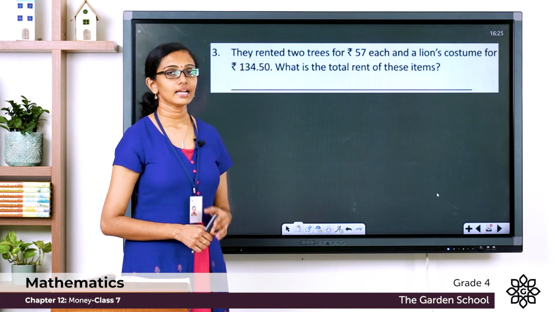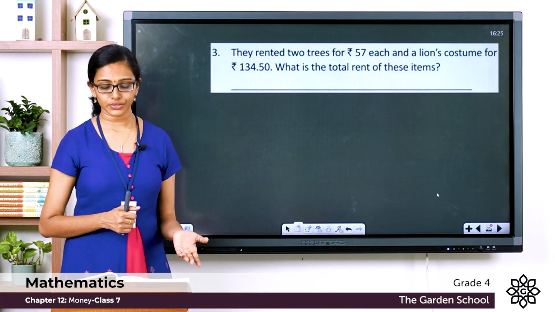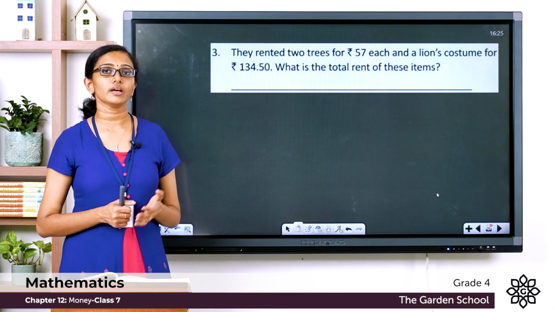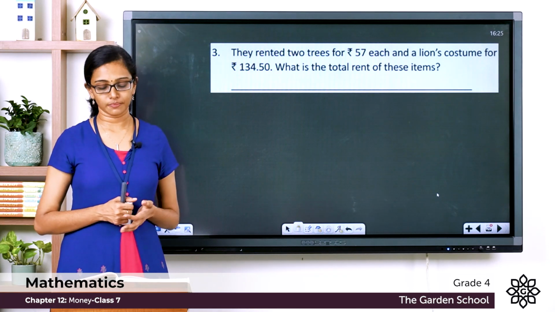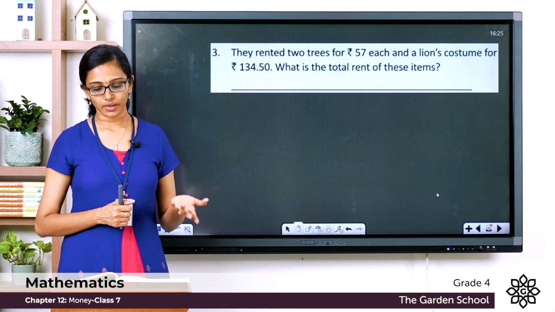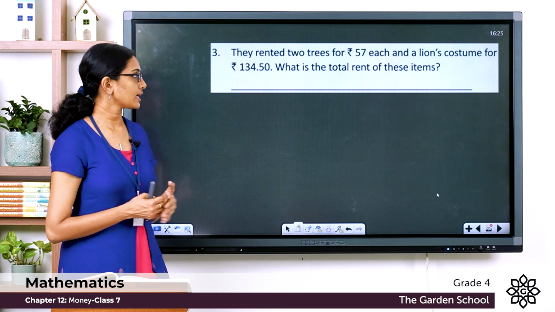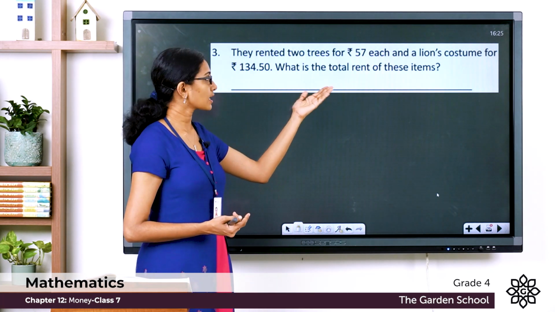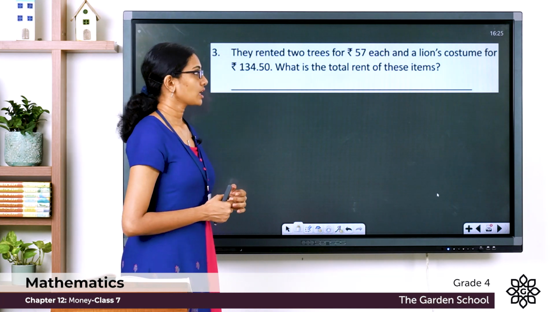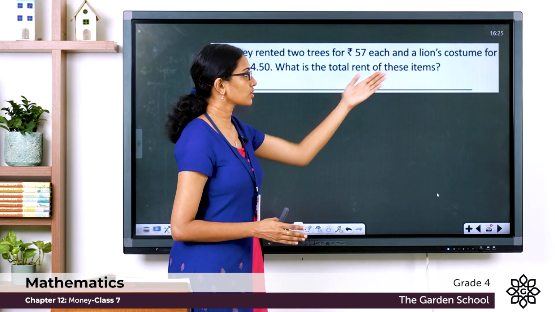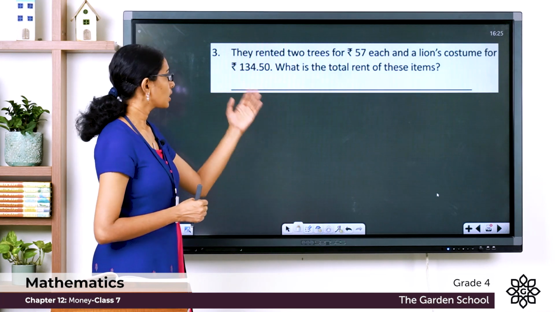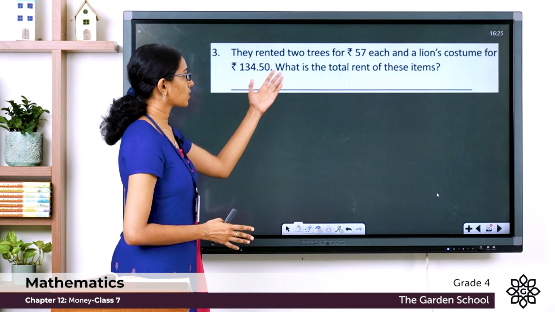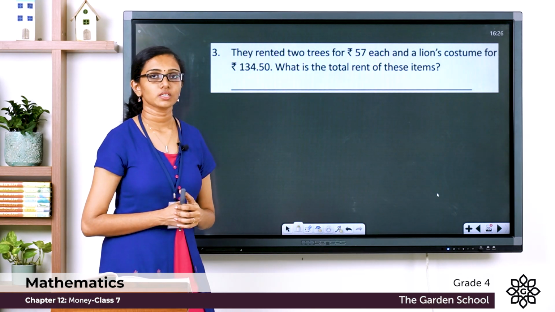Moving to the next one, they rented 2 trees for 57 rupee each and a lion's costume for 134 rupee 50 paise. What is the total rent of these items? So, for the play, they also rented 2 trees and each of the tree has a rent of 57 rupee. And they also rented a lion's costume which has a rent of 134 rupee 50 paise. Now, how do we calculate the total rent for these two items?